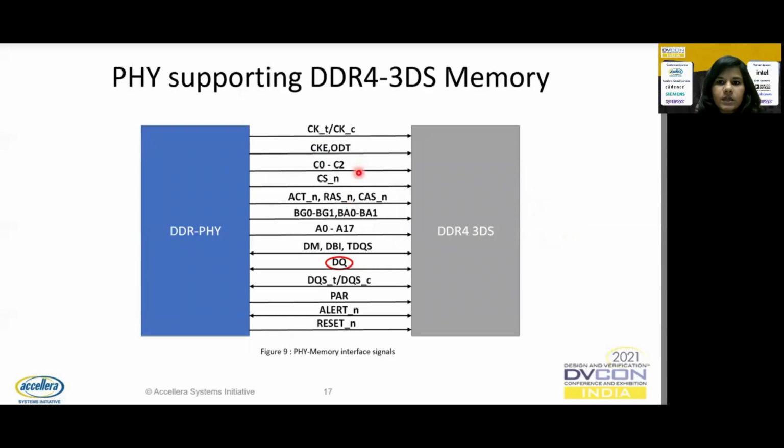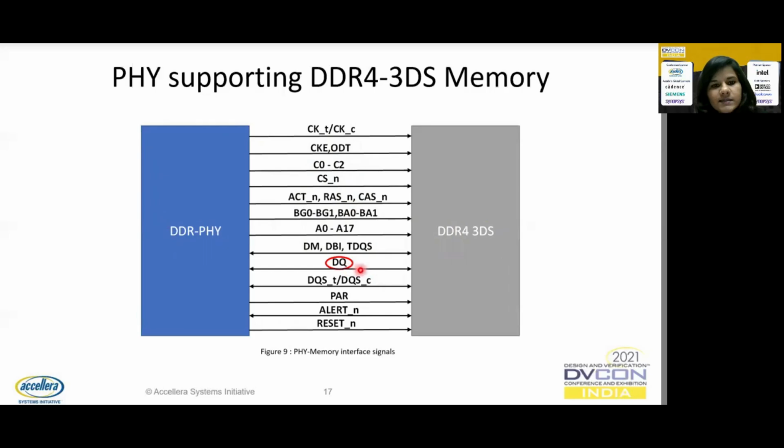Till now, we have covered how the channel model was developed and the different features which are supported by it. Now we will look into the actual application of the channel model. Here we can see the interface connections between the DDR5 and the DDR4 3DS memory. Inputs to the memory are the clock signal, the clock enable, the ODT, which is the on-die termination, the chip select, the chip ID, the address strobe signals, the bank group, the bank address, etc.